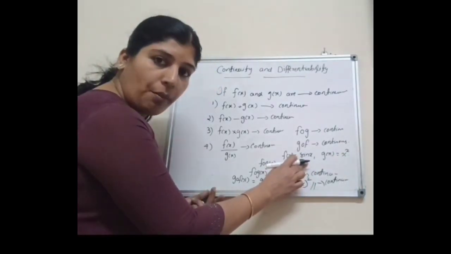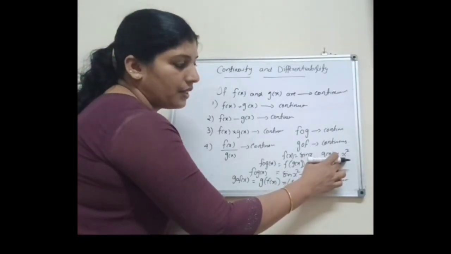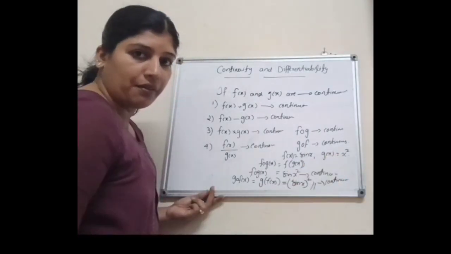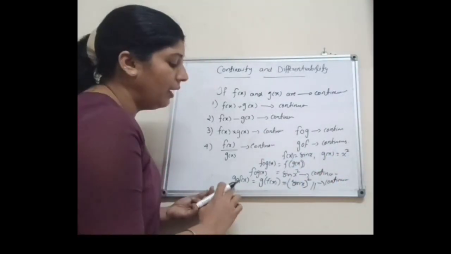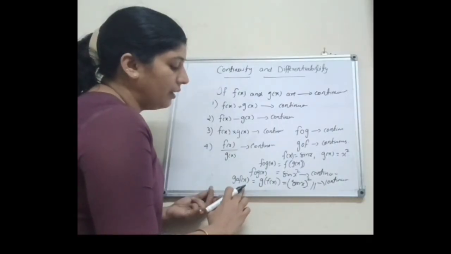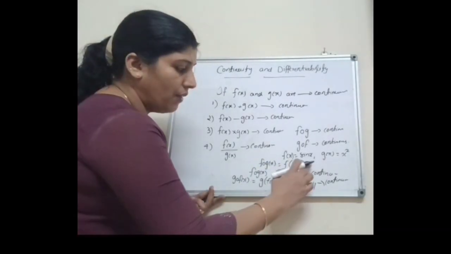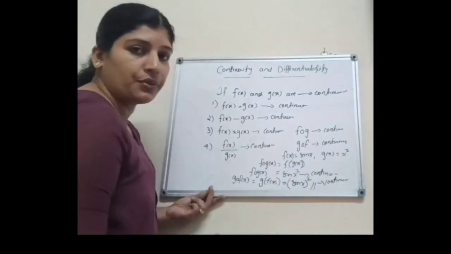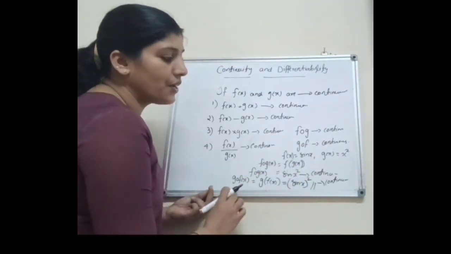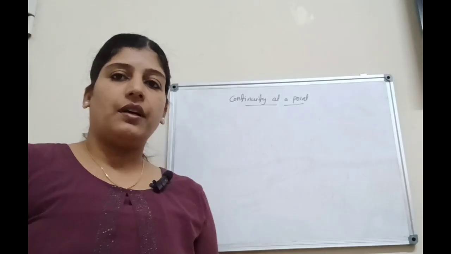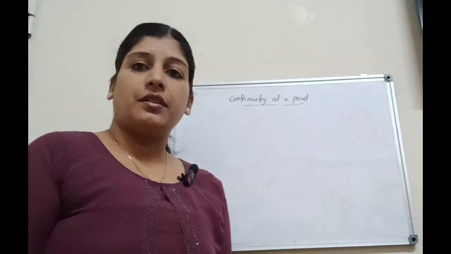Here sin x is a trigonometric function and g of x is x square, which is a polynomial function. Therefore, both of them are continuous functions. That's why g of x and f of x are continuous. Therefore, f of g of x is always continuous and g of f of x is always continuous. That is, the composition of these two continuous functions is also continuous. Next, we have to define continuity at a point.